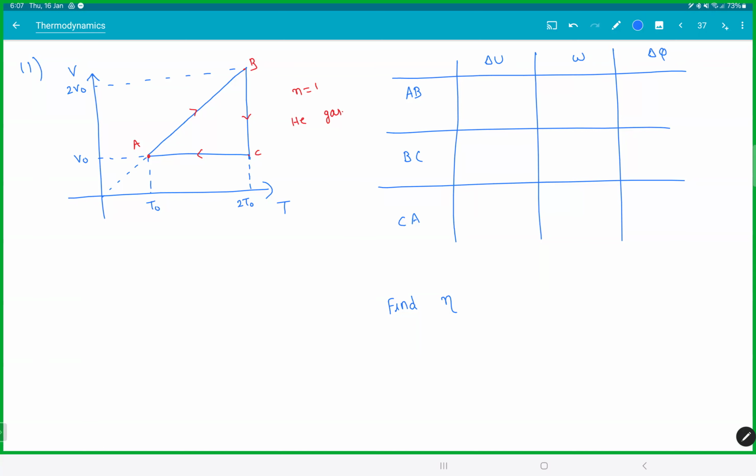Yeah, give me the efficiency, no. If you got that, then everything falls in place. Delta U is the most easiest one to do. Why are you giving answers for that? Get the remaining.